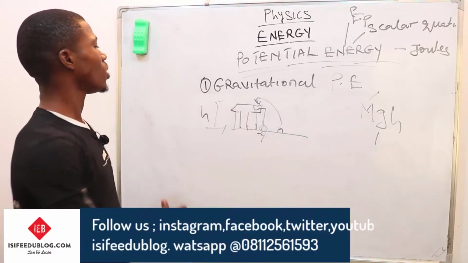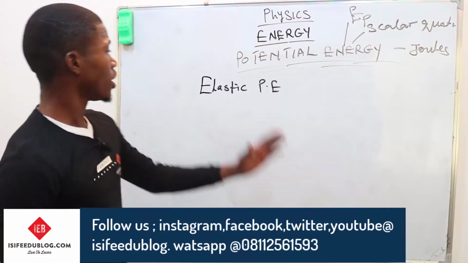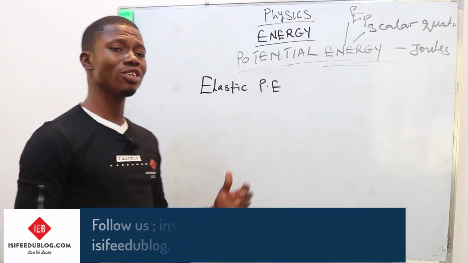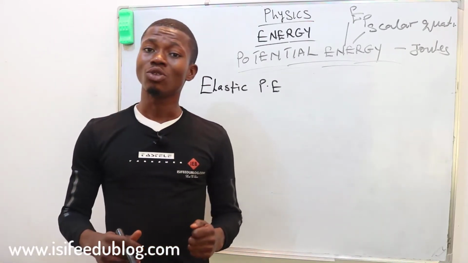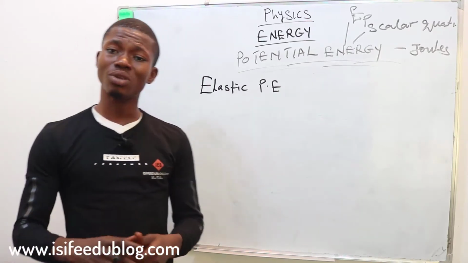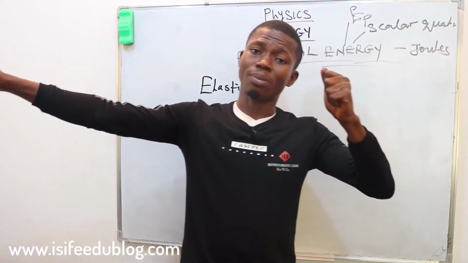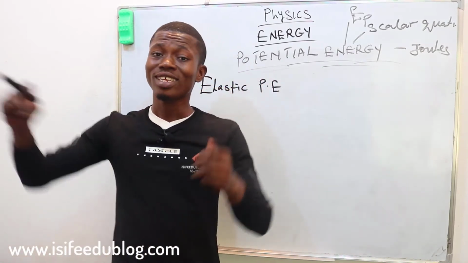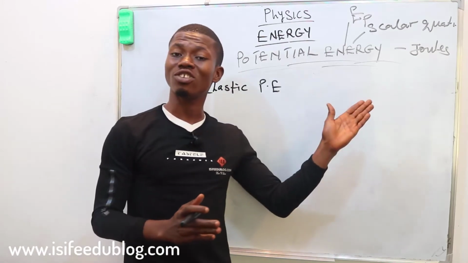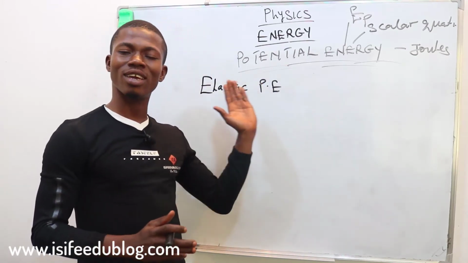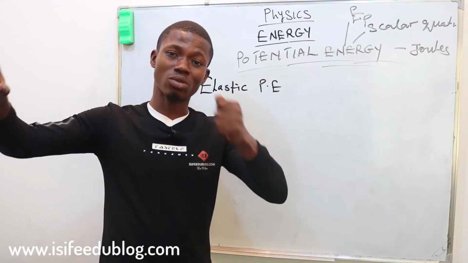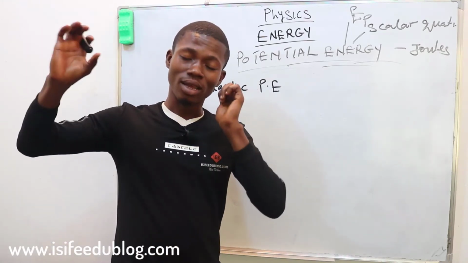So let's quickly go into elastic potential energy. Over here is elastic potential energy, and as we know, elastic potential energy is the energy possessed by a body due to the deformation of an elastic body. If you put a stone in a catapult and we stretch the elastic of that catapult, that stone now possesses elastic potential energy. Why does it possess elastic potential energy? Because of the deformation or the stretching of that rubber in our catapult.